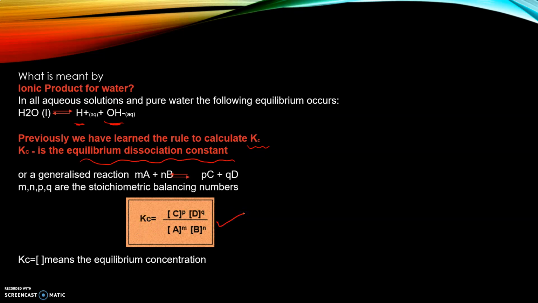If you have a chemical reaction where A plus B gives C plus D, the small letters m, n, p, and q are the balancing coefficients of this equation. They represent the number of moles in the equation, and the square brackets mean the concentration.